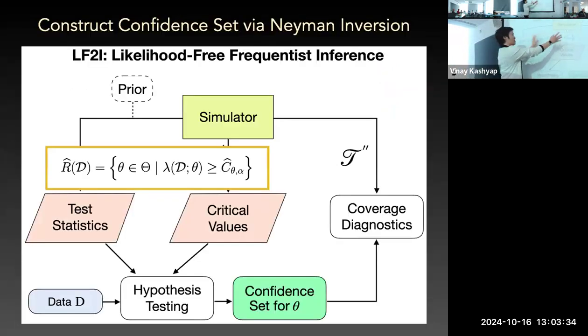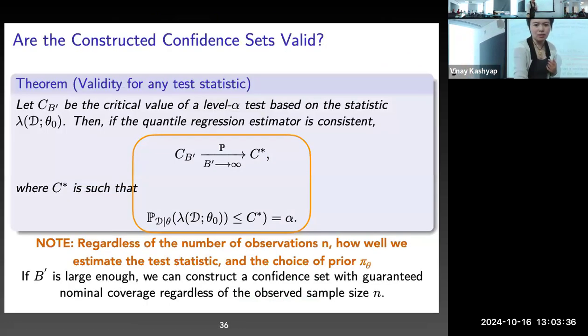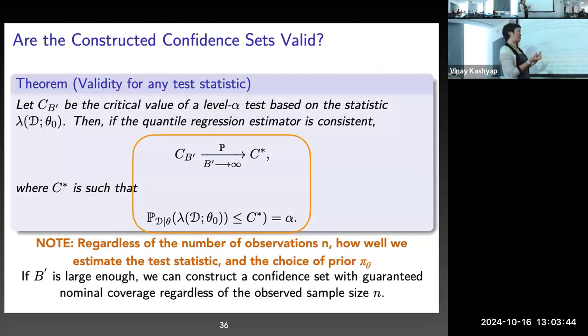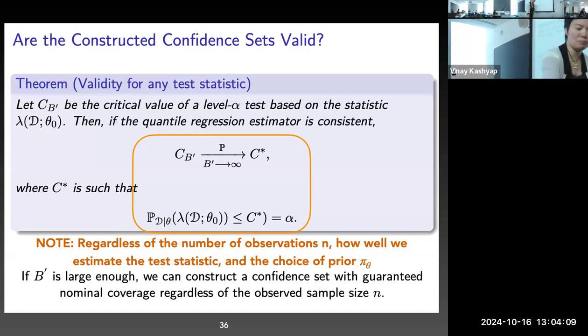Okay, so now we learned this, it's amortized. Now I can get my confidence sets, and they're valid as long as my quantile regression is good. It's easy to show that regardless of the number of observations, how well we estimate the test statistic, and the choice of prior, that doesn't matter. As long as I do my quantile regression, I control the type 1 error. But if I have a bad test statistic, bad prior, or didn't estimate it well, then power is bad. But for validity, it's not a problem.